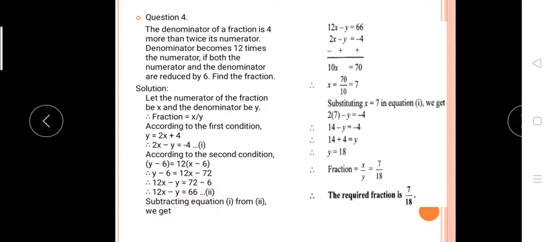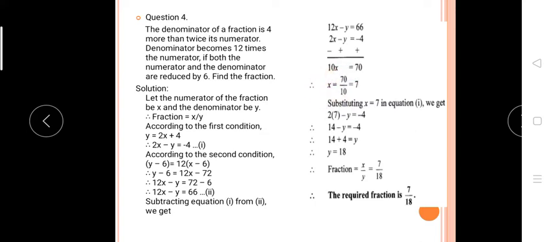Now calculate it. If you observe equations first and second, the y coefficient is the same, that is minus 1, and their sign is also the same. Therefore, subtract the equations. After subtracting the equations, y cancels out. 12x minus 2x is equal to 10x, and 66 minus minus 4, but this minus becomes plus, therefore 66 plus 4 is equal to 70. Using x is equal to 70 by 10, that is 7.